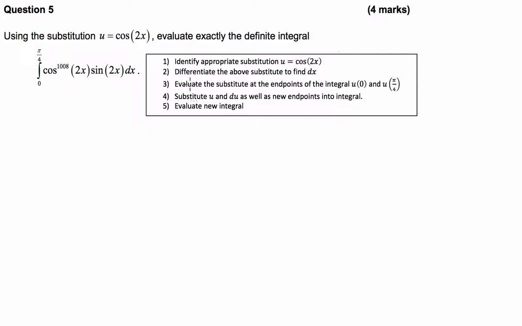Okay, so the first step is to identify an appropriate substitution. In this problem, they've provided that substitution for us in u equals cosine of 2x. So step one has already been done. So let's give it a little tick.